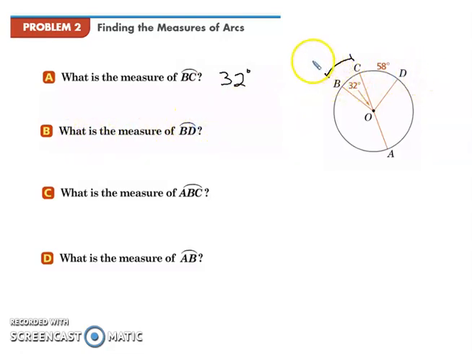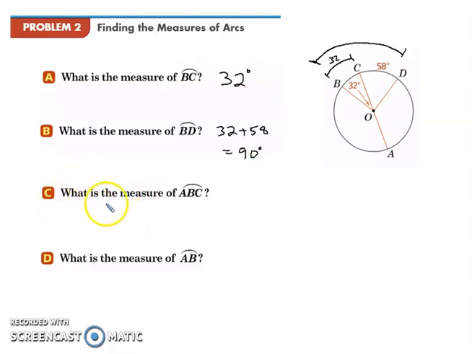Part B is the measure of arc BD. So BD now starts at B and it goes to D. So now that I know that this one was 32 and that C to D was 58, all I'm just going to do is add those together. And notice that that makes 90 degrees.